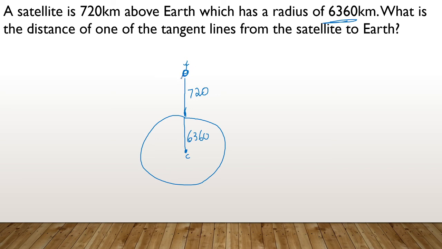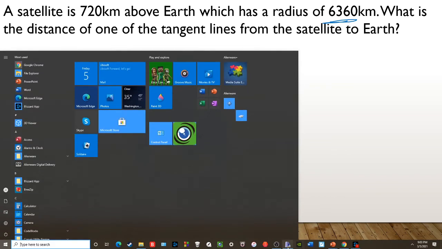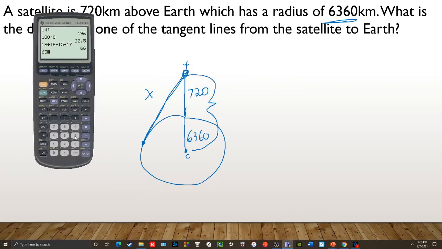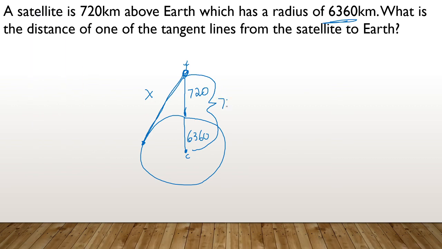So here's a satellite. I'm going to draw one of the tangent lines as best I can. So that's one of the tangent lines. I want to know what is that distance. That's my x. Put a little tangent point there. Well, first off, let's go ahead and figure out what this total distance is because I bet we're going to need that. So this total distance here, 720 plus 6,360 is going to give me 7,080 kilometers.